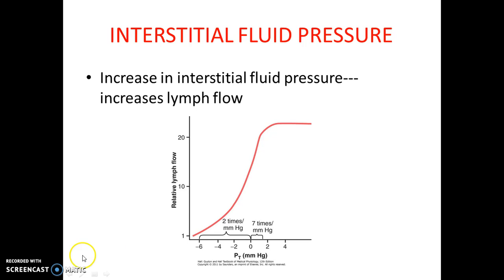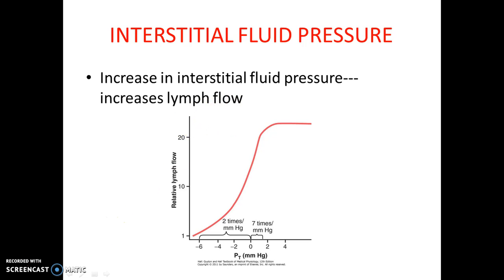Interstitial fluid pressure. This graph defines the relationship between the interstitial fluid pressure and the lymph flow. So, as the pressure increases, the relative lymph flow also increases. When the pressure is 0, you can see that the lymph flow actually increases more than 20-fold. So we can safely state that increase in interstitial fluid pressure increases the lymph flow.